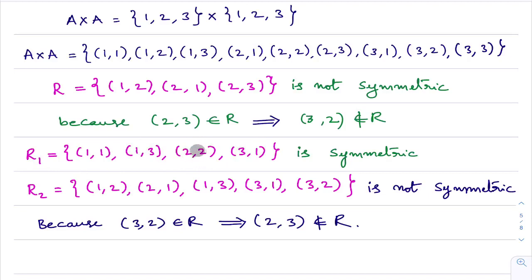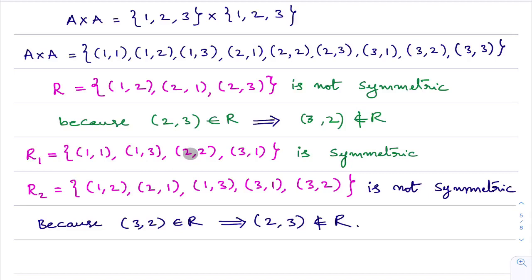Actually, for this type of elements, no need to check symmetric property. This type of elements, 2 comma 2 is there, means reverse 2 comma 2 definitely will be there in the relation. I hope you are not confusing. Okay, for this element I won't check symmetric relation because it obviously satisfies. For this element no need to check, it obviously satisfies.